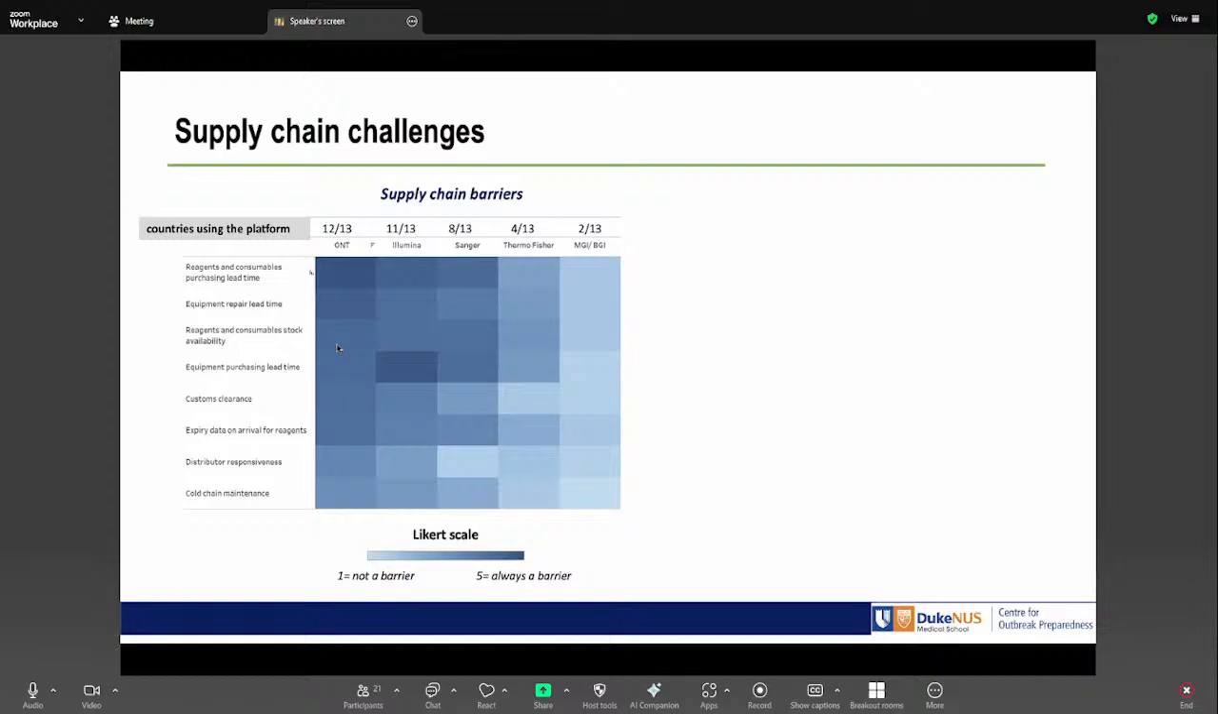So we realized that this wasn't just in one country, it was happening across all the 13 Asian countries we were working with. And essentially you can see it's also not specific to one technology, it's happening across the different technologies. And that has to do with the reagent and consumables purchasing lead time, having reagents and consumables in stock, equipment purchasing lead time, even customs clearance becomes an issue. A lot of the times they were complaining that by the time reagents clear customs, essentially the cold chain is broken. The reagents are no longer frozen, right? So the reagents can no longer be used.